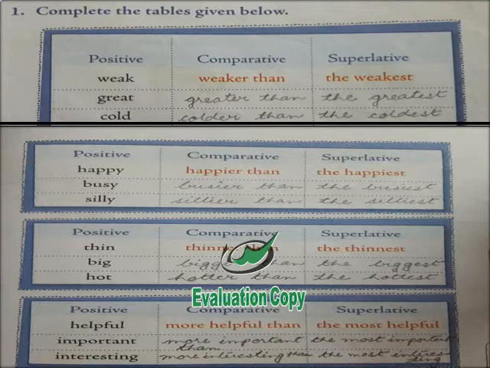Interesting will become more interesting. You will add M-O-R-E in front of interesting and than after interesting. So it is more interesting than and the most interesting. Okay. I hope you are clear now. Comparative degree, we are using more than. And the other one, we are using most, the most interesting. But you will see there are some irregular words. Now we'll go and check with them.